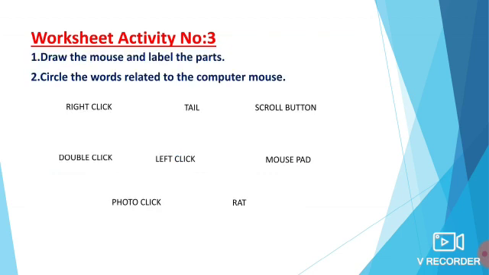And worksheet activity number 3, the first question, you have to draw the mouse and label the parts. And second one, you have to circle the words related to computer mouse. Okay, so practice the worksheet activities well and practice the vocabulary words well.